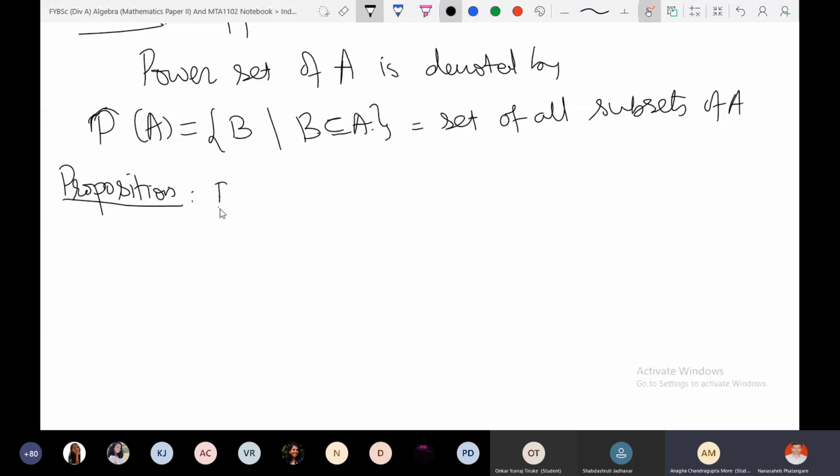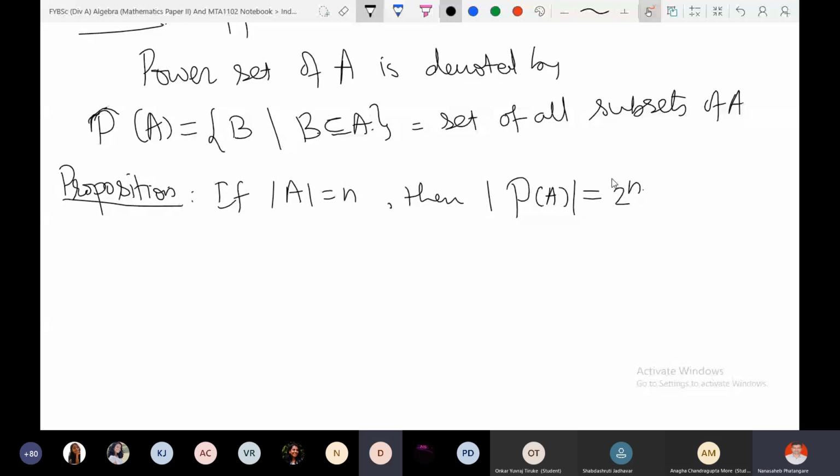So if the cardinality of A is equal to n, then the cardinality of the power set of A is 2 to the power n. This you need to prove. This is true for each n in the natural numbers. So for every natural number n, it is true. It means you choose a set of n elements, then its power set has 2 raised to n elements. So while proving this, we can use induction.